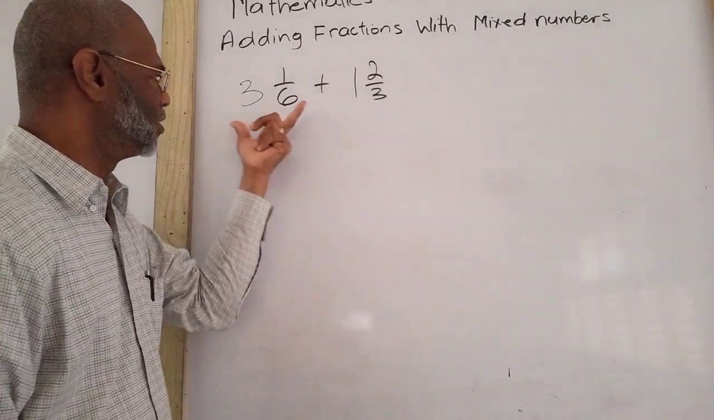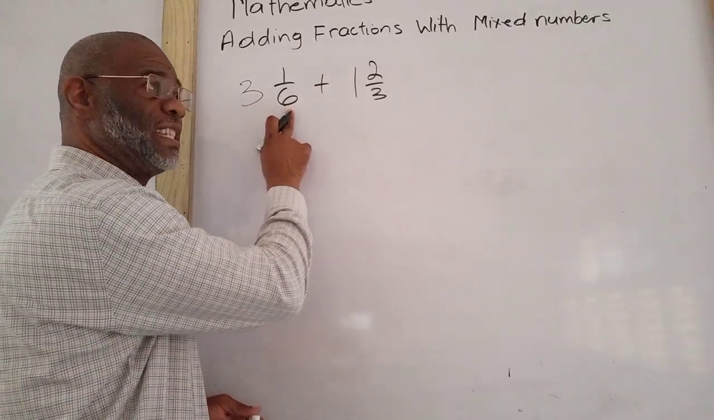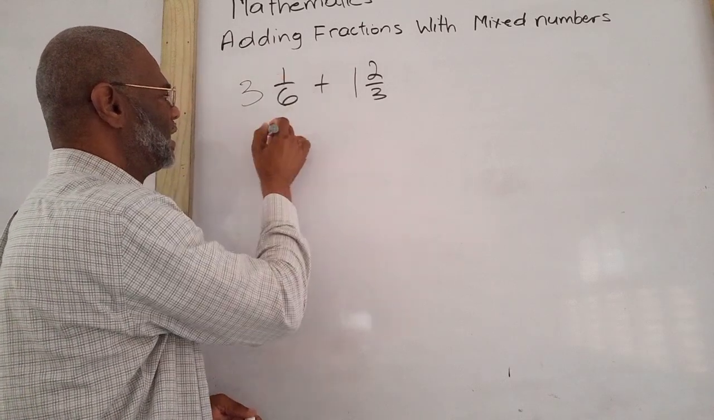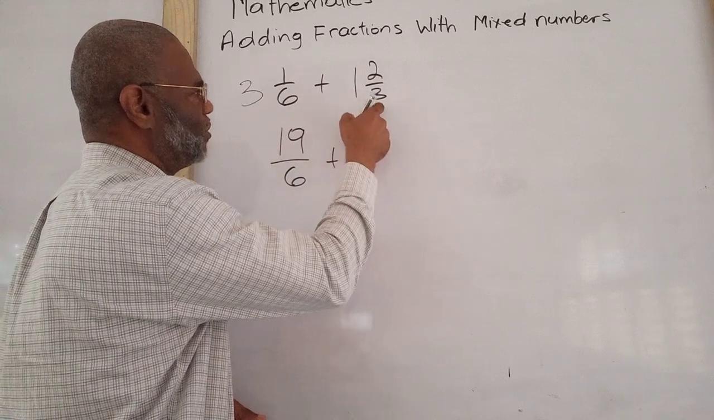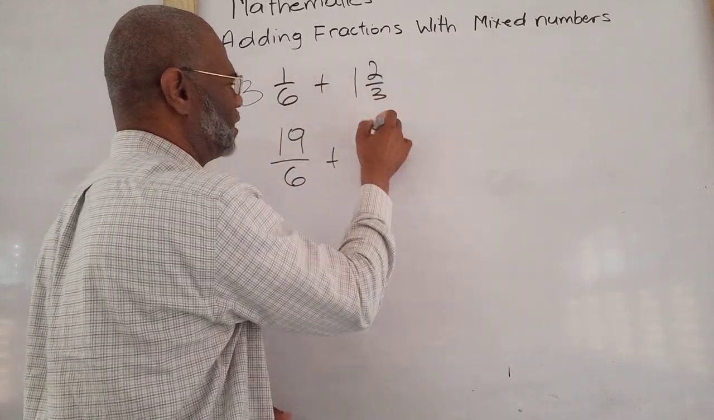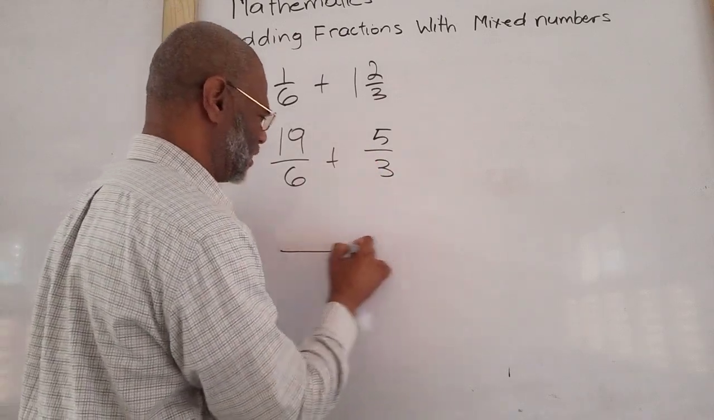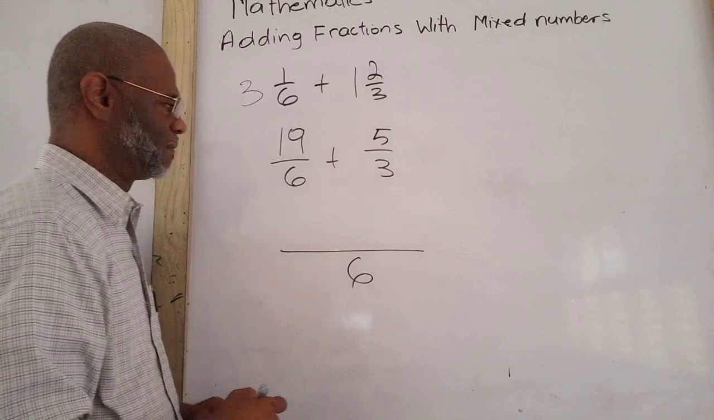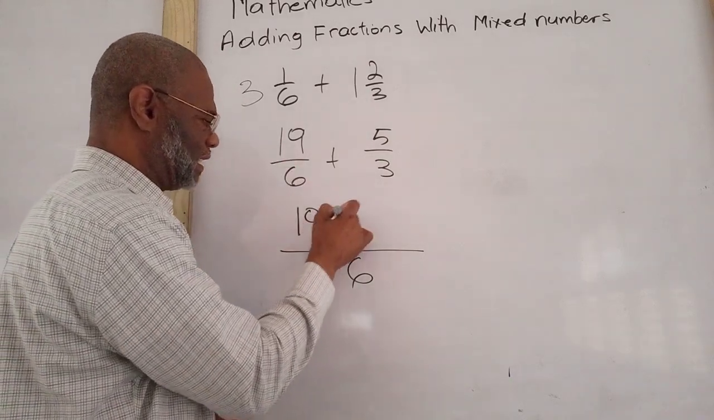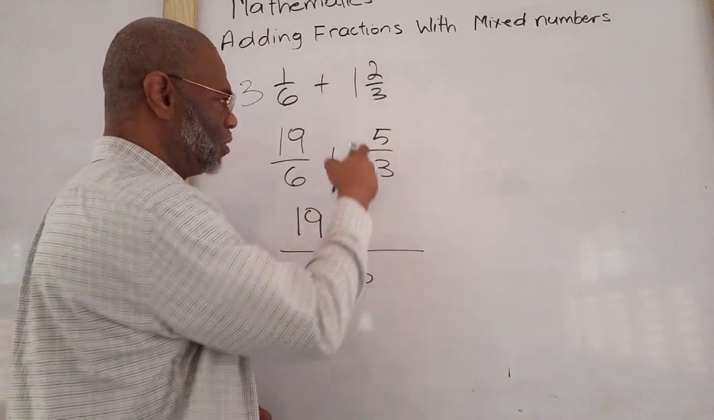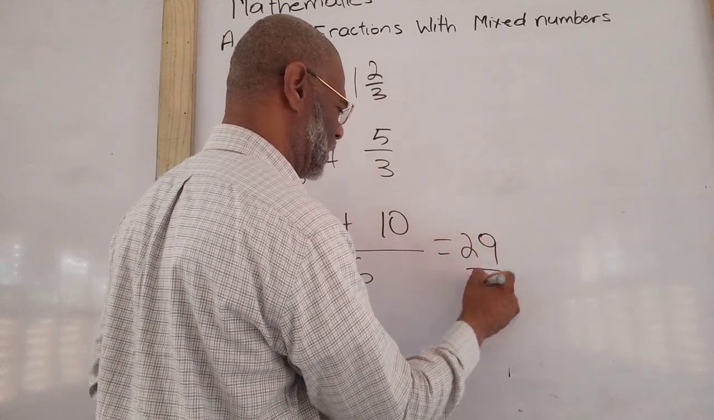Let's change them to improper fractions, right? So we say 3 times 6 is 18, 18 plus 1 is 19 over 6, plus 3 times 1 is 3, plus 2, that's 5 over 3. The LCM of 6 and 3 is what? 6, right? Then we say 6 into 6 is 1. 1 times 19 is 19, plus 3 into 6 is 2, 2 times 5 is 10. That gives us 29 over 6.